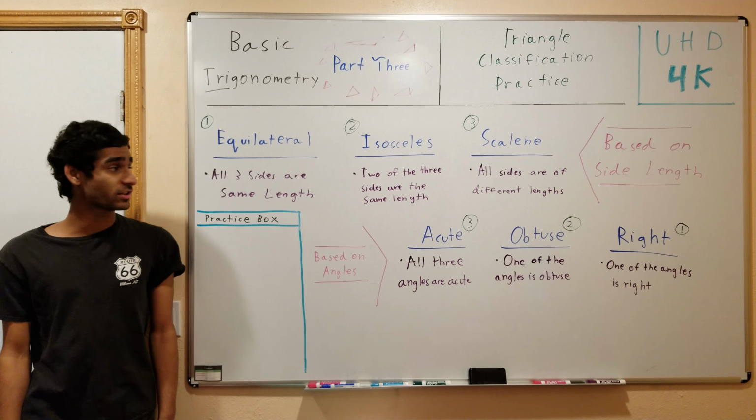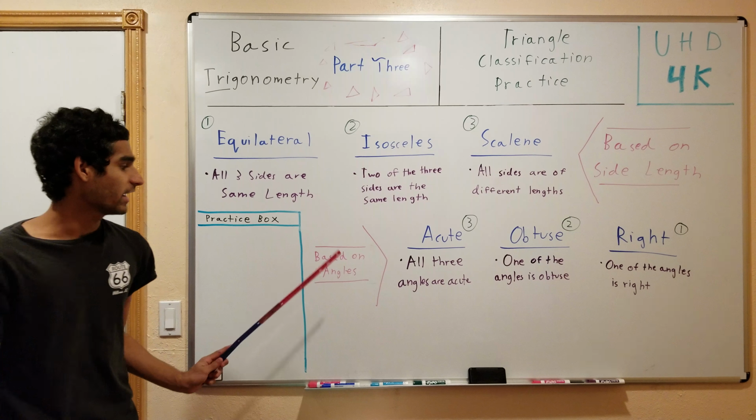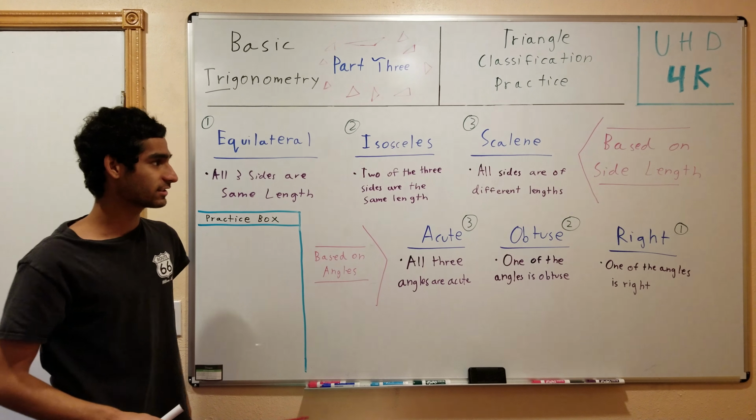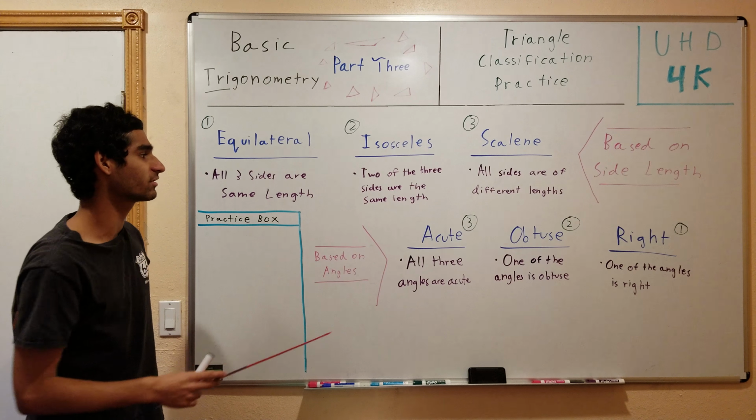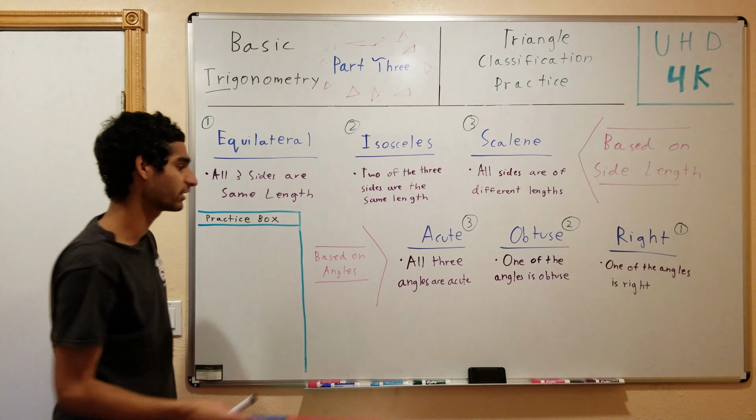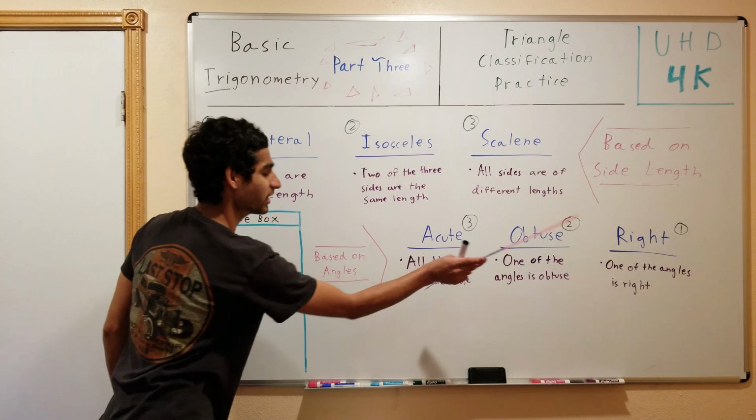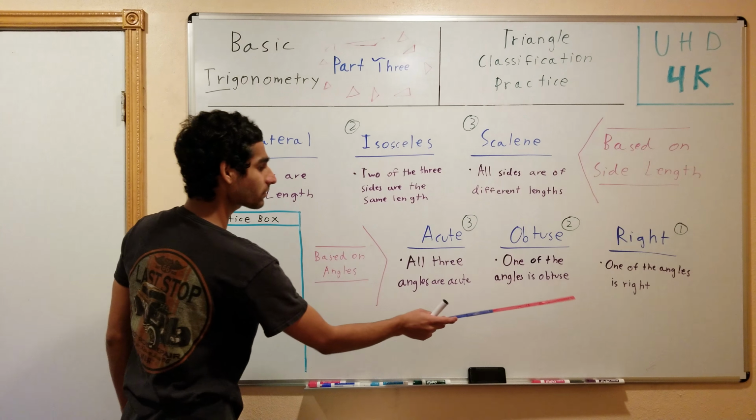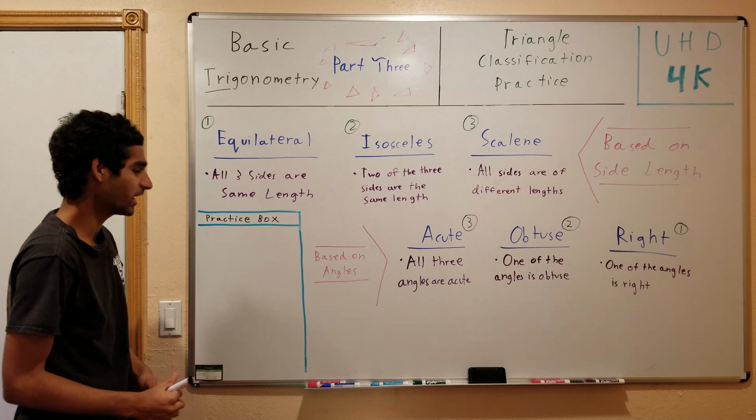Today we're going to do some practice with classifying triangles. As you watched in the two previous videos, there are two ways to classify triangles based on the side length and the angles. There are equilateral, isosceles and scalene triangles based on the side length, which means that all three sides are equal length, two of the three sides are of equal length, or all three sides are different lengths. Or you can classify them based on angles, which means there's acute, obtuse and right triangles. This means all three of the angles are acute, one of the angles is obtuse, or one of the angles is right. So let's have some practice.